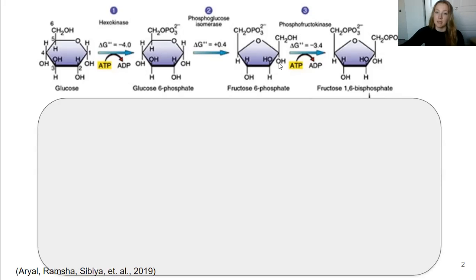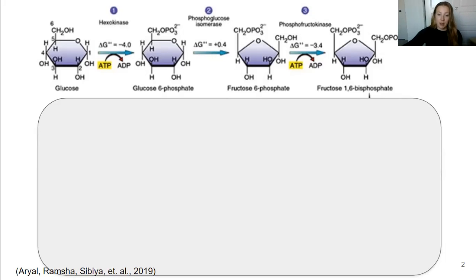So let's move on to our second step. The second step is the conversion of glucose 6-phosphate to fructose 6-phosphate with the enzyme phosphoglucose isomerase. So remember that the word isomerase implies the process of isomerization, which is a term that basically means that the molecule is reconfigured to a different physical structure, although it has the same chemical makeup.